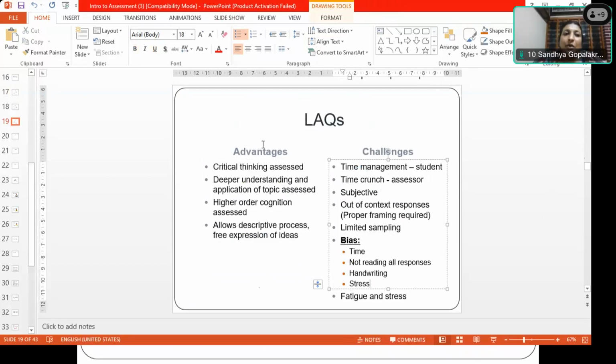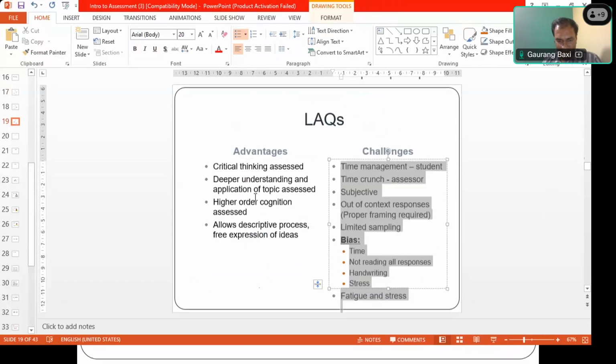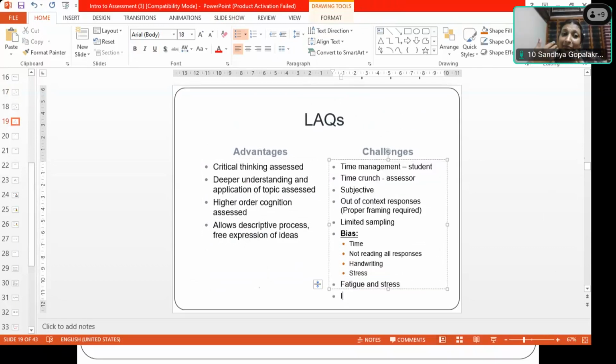Sir, now the written assessment through the university is scanning the papers and putting them in online mode. So that is also one thing. You have to be familiar with the internet, computer. Is that something to do with the LAQ? Something to do with the evaluator. Reading becomes difficult of a longer answer, sir.